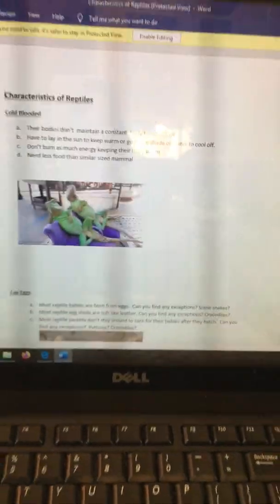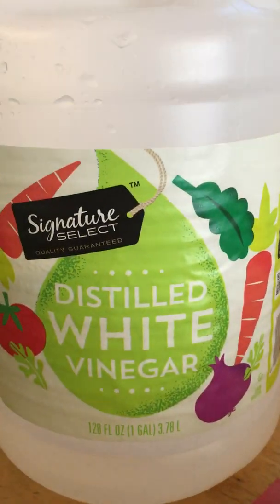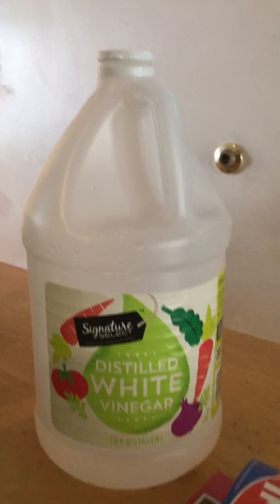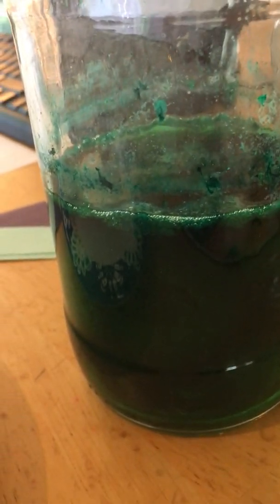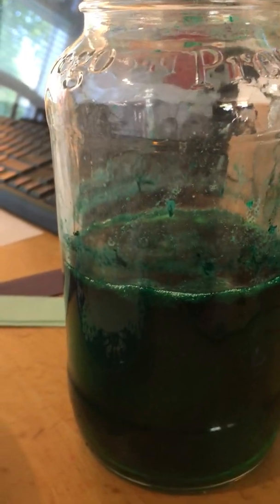But first, were you able to put some white vinegar, there's my jug of vinegar, into a jar with some food coloring? What color did I choose? Green. And I left it there for 4 days. Maybe it's like 5 now. You see all the bubbles?